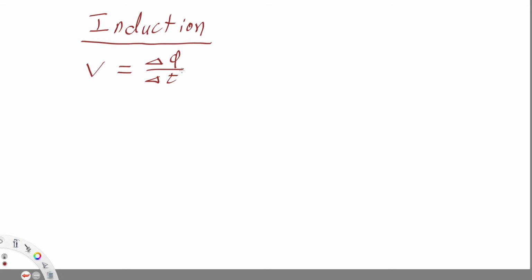Is the T time or turn? Time. So the amount of voltage that you get is equal to the rate at which you are changing the magnetic flux. And this is called Faraday's law.